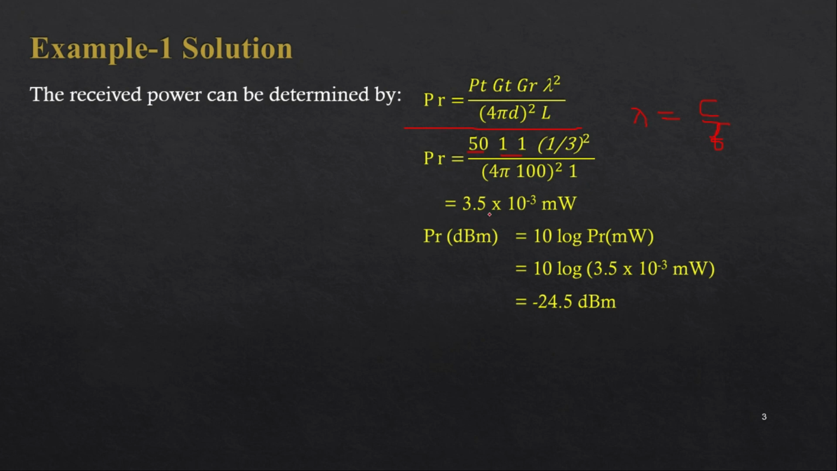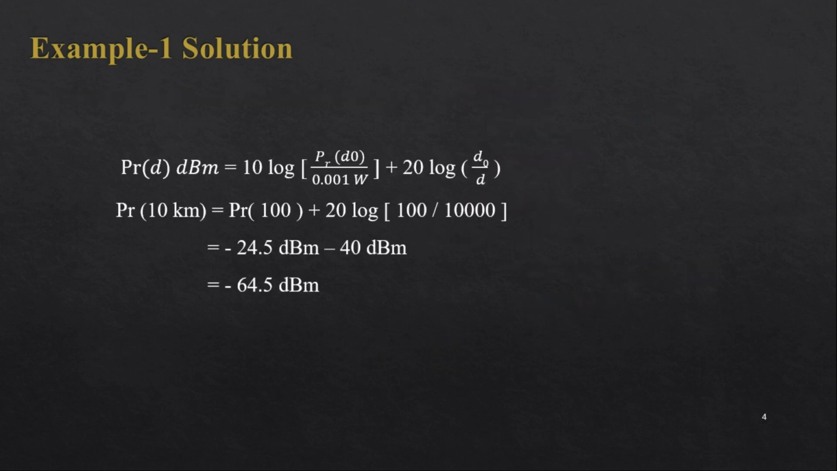So now we get PR equal to 3.5 into 10 to the power minus 3 milliwatt. Now if you want to convert this milliwatt into dBm, take a log of it. So 10 log of this particular value, because it is already in milliwatt, we will directly write it. So ultimately we have minus 24.5 dBm as the received power at this distance D, 100 meter. This we got as the close-in reference distance power.